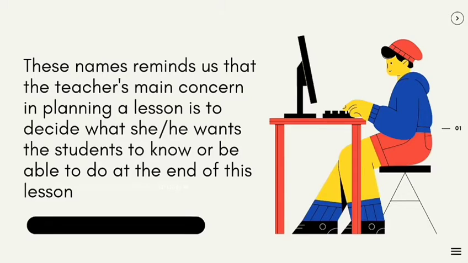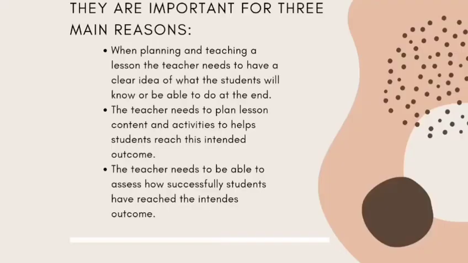These names remind us that the teacher's main concern in planning a lesson is to decide what she or he wants the students to know or be able to do at the end of the lesson. What's in a name? We write the name learning objectives, but sometimes we see the name lesson objectives. This might describe what the teacher intends to do during the lesson, but it does not say what the students will learn. Why are learning objectives important?